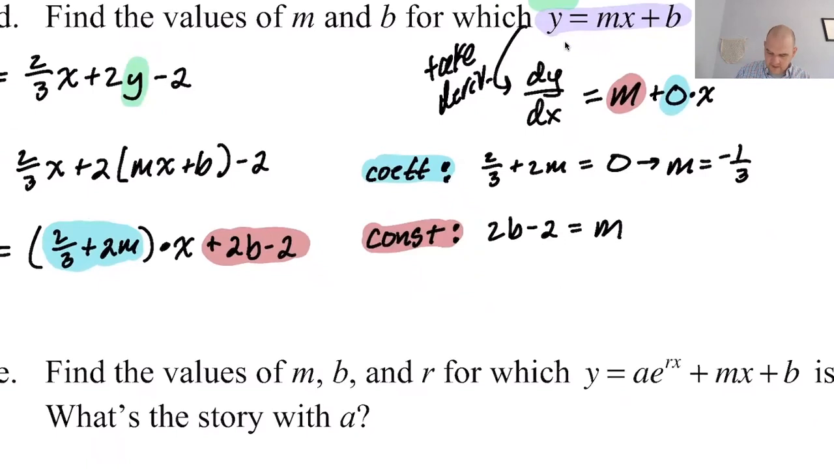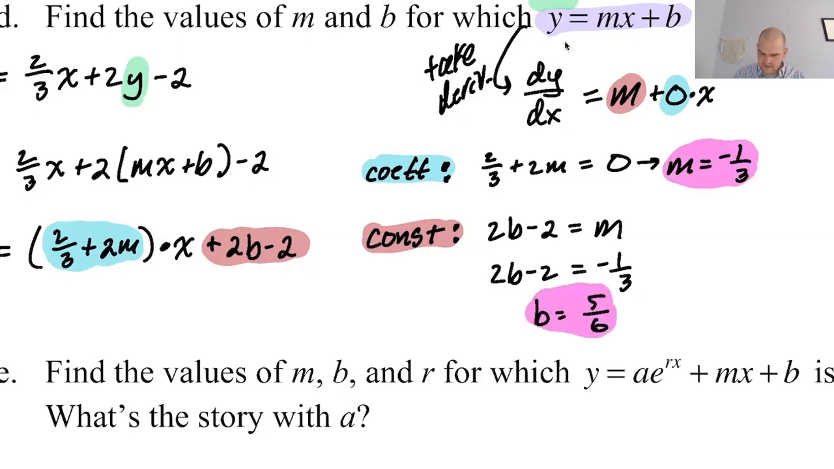Now, we already know that m is negative 1/3 because we just found that. So we can do this. I'm going to add 2 and get 6/3. So 5/3 divided by 2 is 5/6. B is 5/6. So I think that my answer to this question is m is negative 1/3 and b is 5/6.